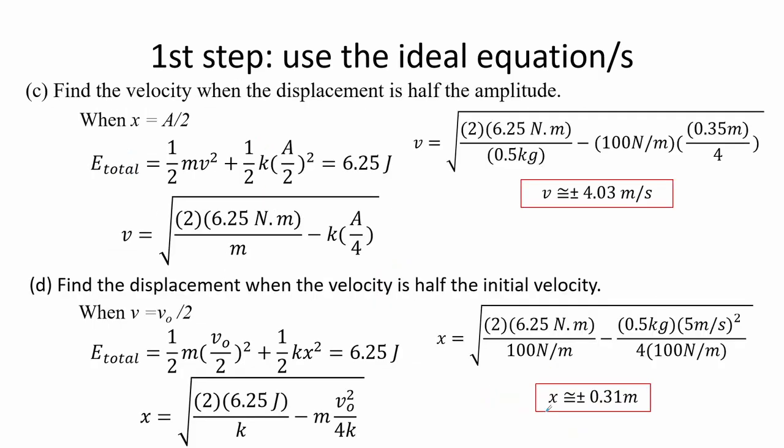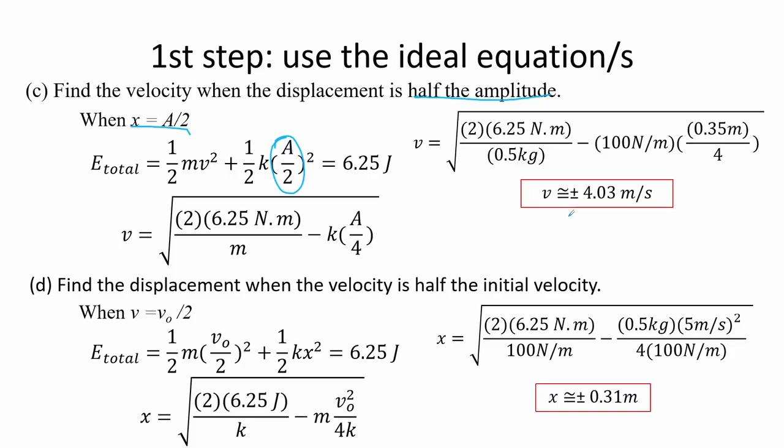Letter C, we find the velocity of the mass when its displacement is half of the amplitude. We do this by using the conservation of energy and setting x equal to half of the amplitude. We rewrite this equation and obtain a value of about negative or positive 4.03 meters per second.